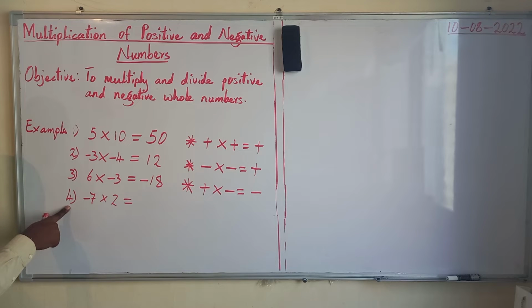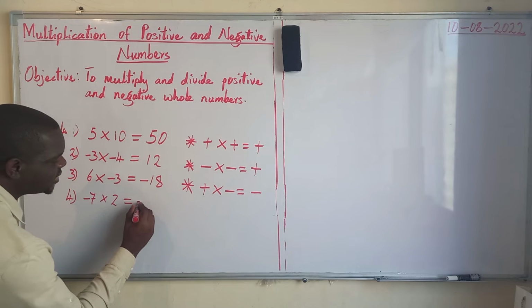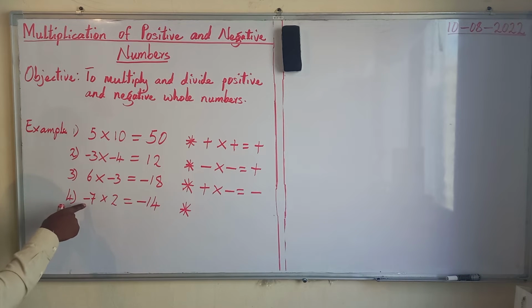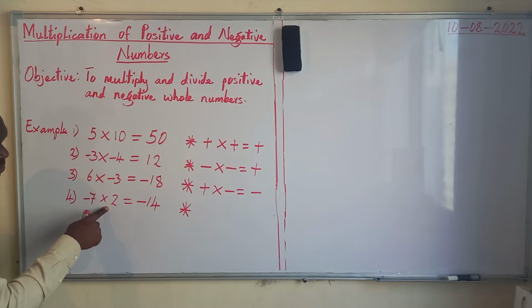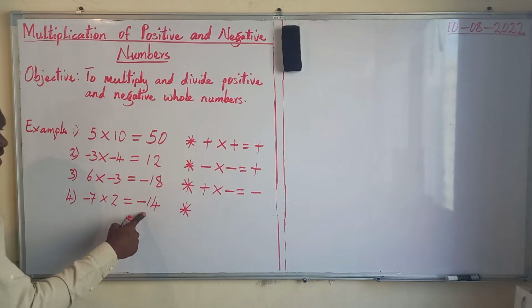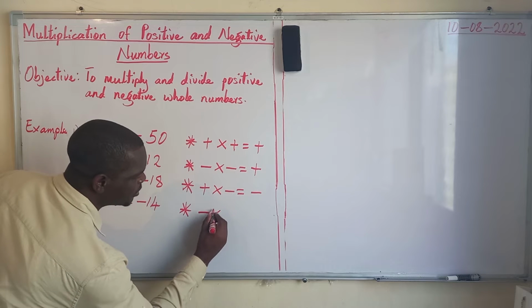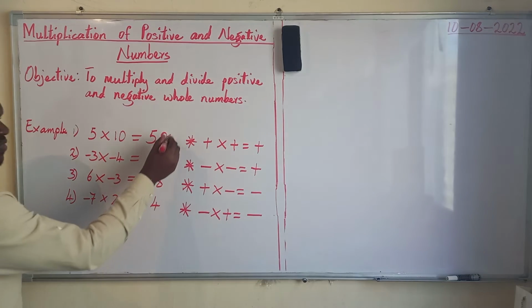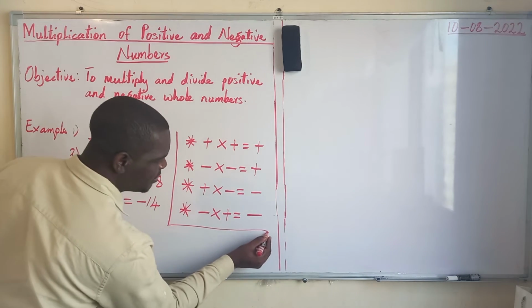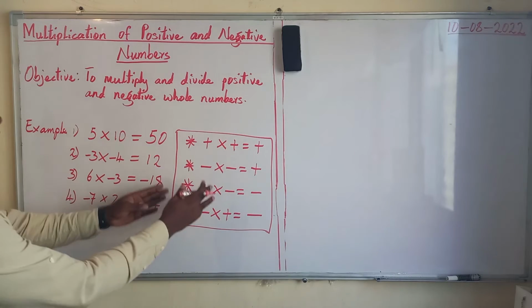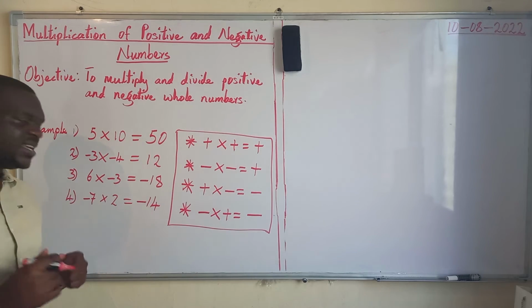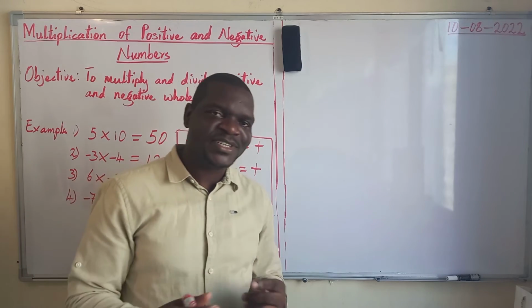Example 4 states that negative 7 times 2 is equal to negative 14. And clearly we can see that a negative multiplied by a positive number will give us a negative answer. That is, negative multiplied by a positive is equal to a negative. This is very important. We can apply this to be able to solve problems, whole numbers that carry both positive and negative signs. Now let's look at division.